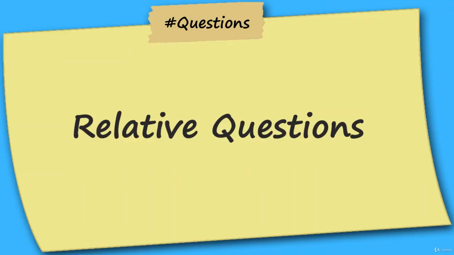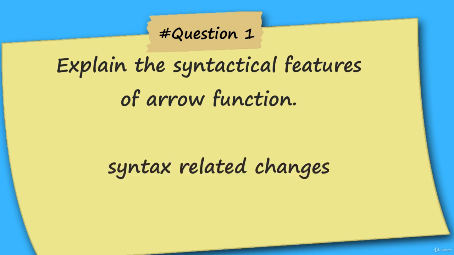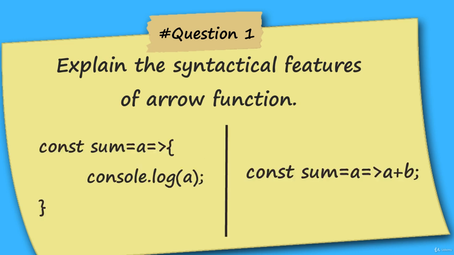Now let's discuss related questions of this topic. The first question is, explain the syntactical features of arrow function. When I say this question, it means if you want to explain all the syntax related changes, then you can discuss those parameters, that you can avoid parentheses, single line statement. If you have, you don't need to write the return statement. All those things you can talk about when this question is asked.